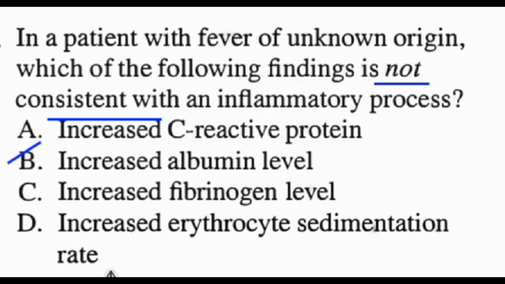However, the liver decreases its production of other proteins to conserve resources. These are called negative acute phase reactants. Albumin is the primary negative acute phase reactant. During inflammation, you would expect albumin levels to decrease or stay the same, not increase. An increased level of albumin is inconsistent with inflammation.